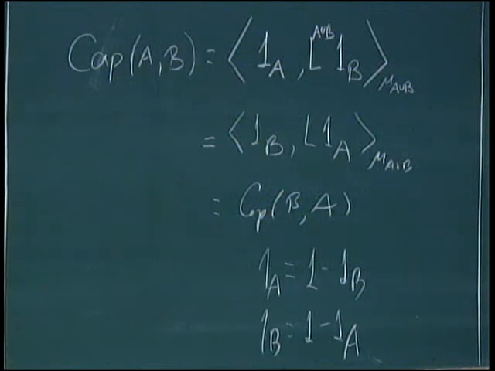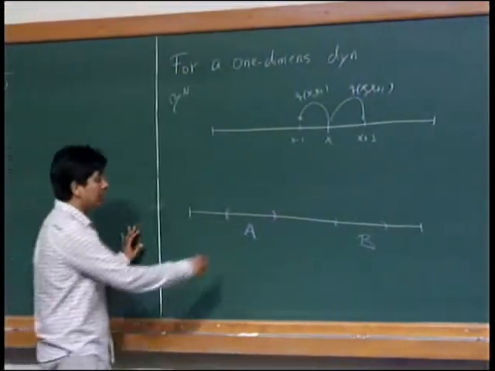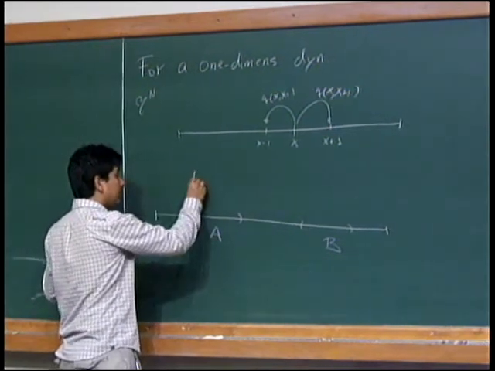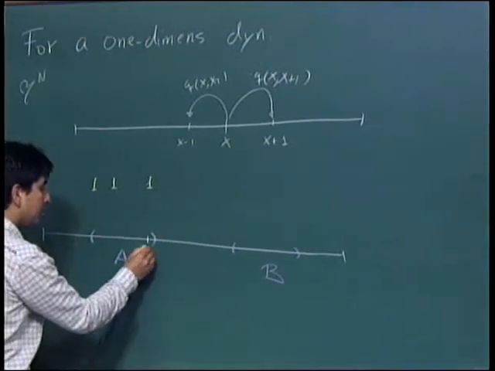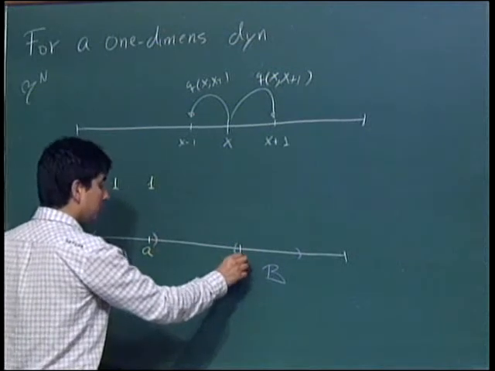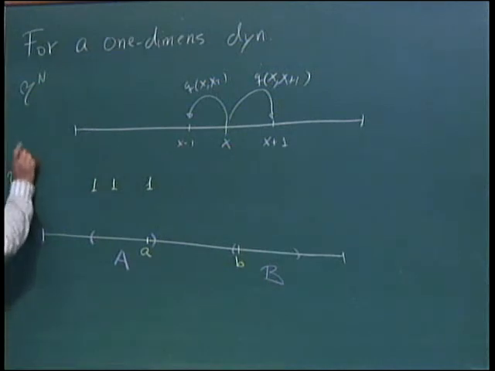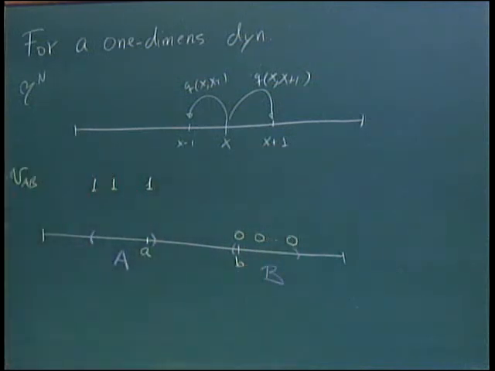Now, this is what we need to compute. As we have already said, this function V_AB, this potential function, is equal to 1 on A. Let me call this point the point A. Let me call this point B. And this V_AB must be equal to 0 on the subset B. And then we have to extend this function on the whole state space.